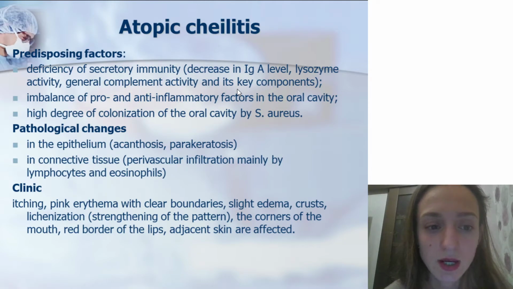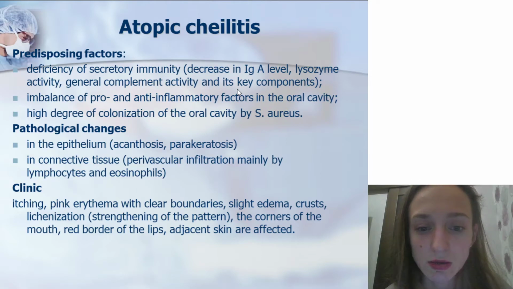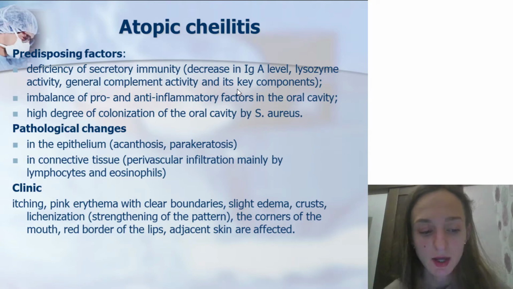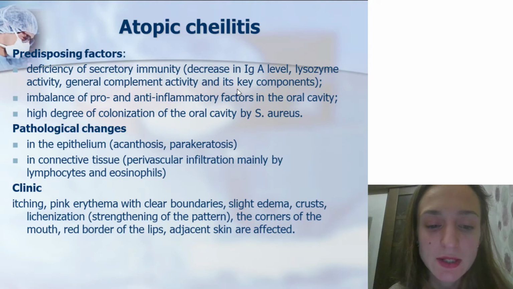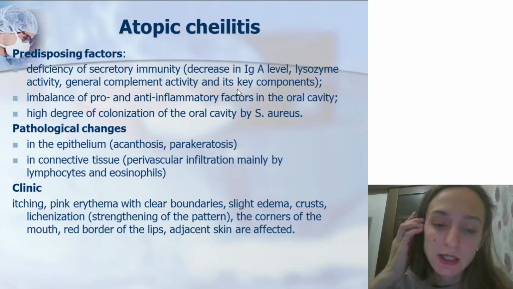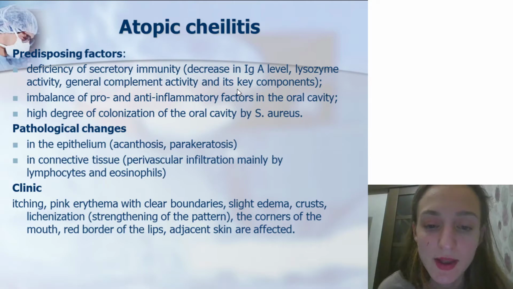Predisposing factors and pathological changes in the epithelium: acanthosis or parakeratosis in connective tissues. Clinically, an erythema with distinct borders and edema appears on the red lip border and in the adjacent skin and in the mouth angles. The area can contain crusts and excoriations. After fading of the acute inflammatory process, lichenization of the lips is observed.